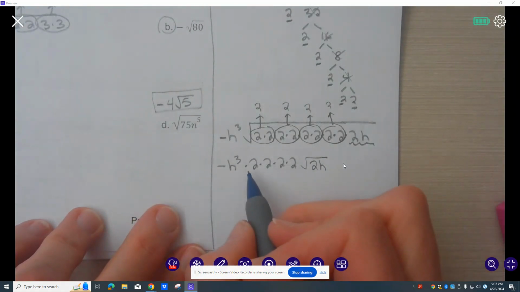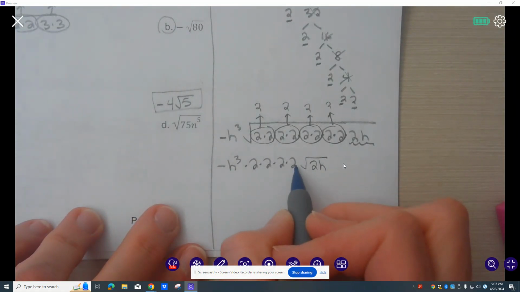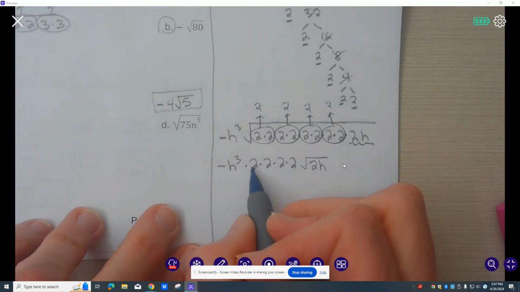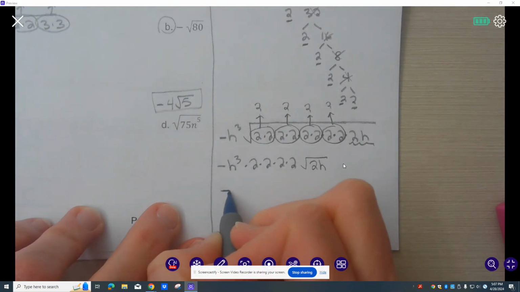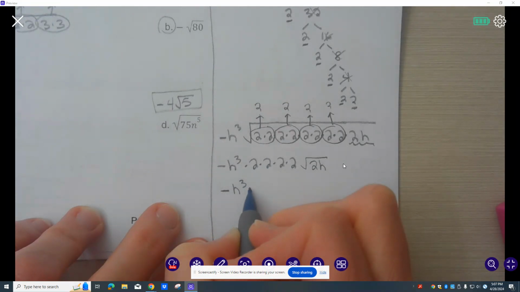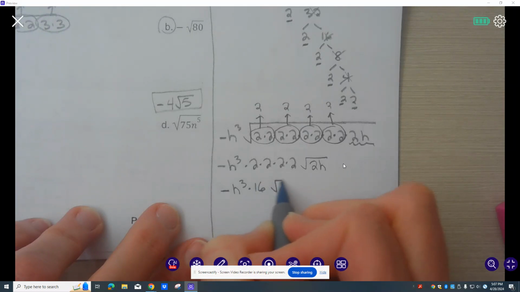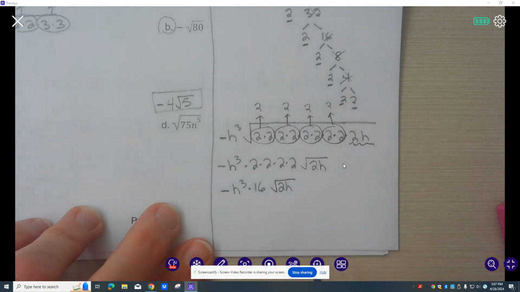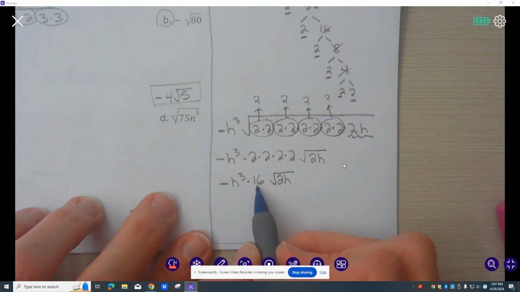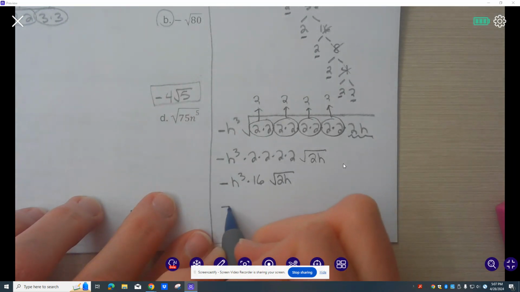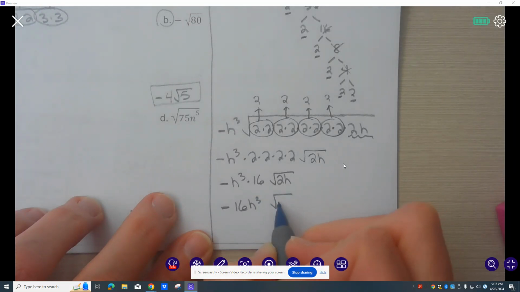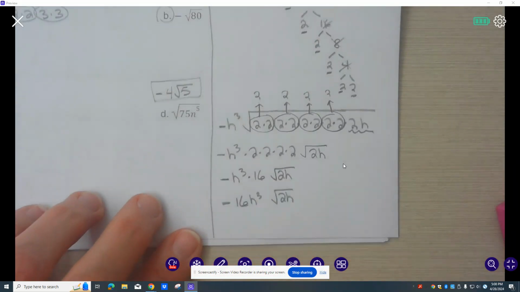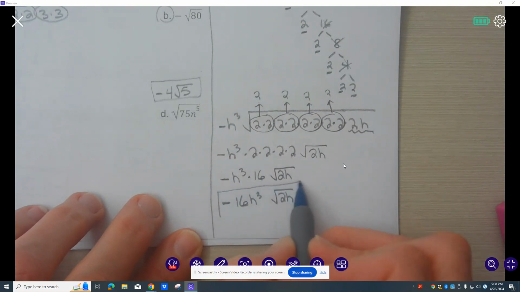Okay, this is 2 times 2 times 2 times 2, which is not 8. It's actually 16. So put in your calculator 2 times 2 times 2 times 2. So I have negative h to the third times 16. And in the jail, I have 2h. Now, normally we write the coefficient in front. So this would be negative 16 h to the third power square root of 2h. Ooh, that's a big one.